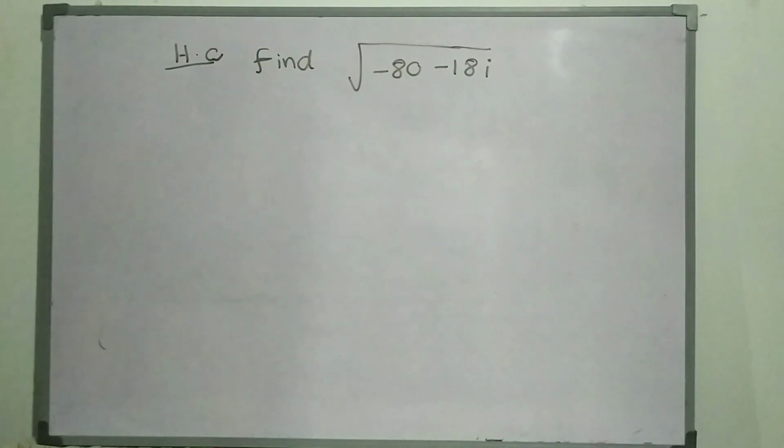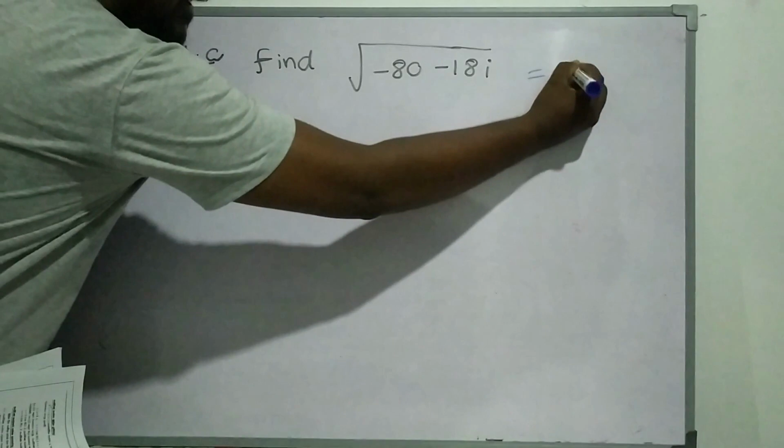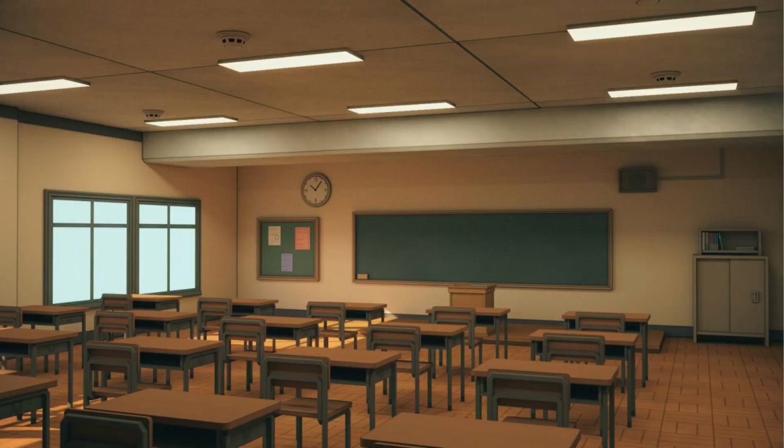You can do it as homework. The only thing is, you have to equate it to a plus ib, then square both sides and take two different equations in terms of a and b and solve them. Then you will find a and b.